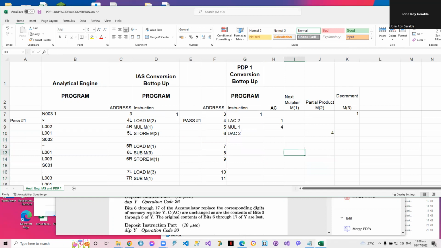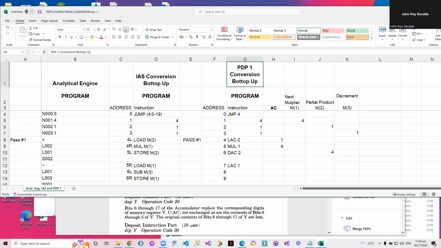Now let's translate load M1. Load M1 is LAC 1. Load accumulator from M1. So our M1 is 4, so this becomes 4. You can download this worksheet with all the traces. This time I'm just trying to reconstruct it to show the flow of the program.